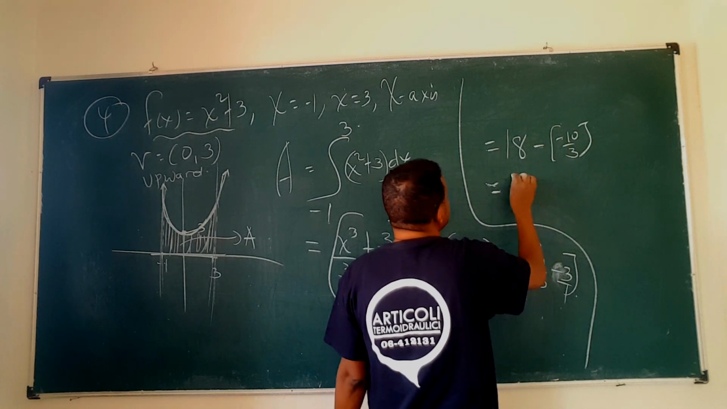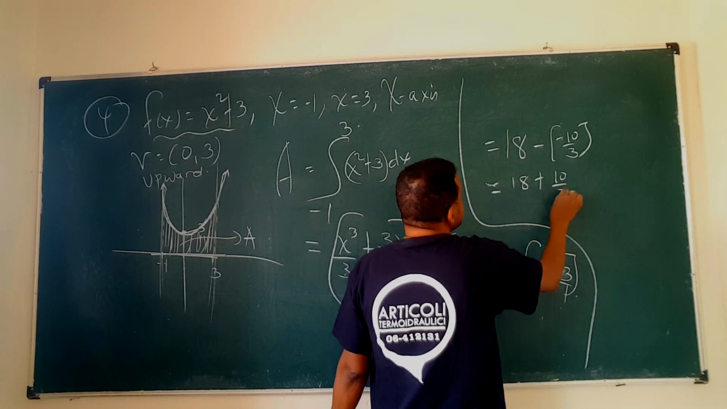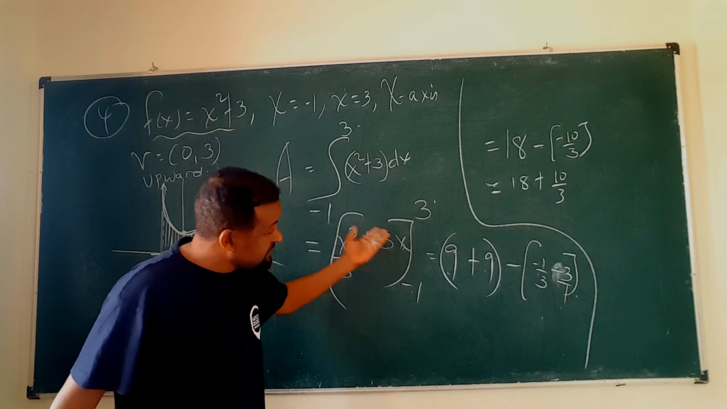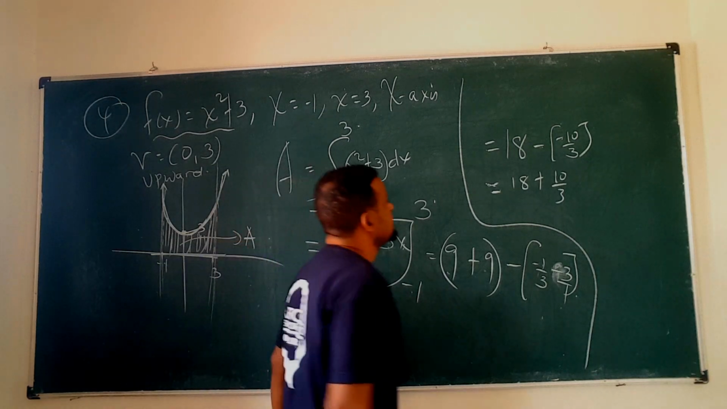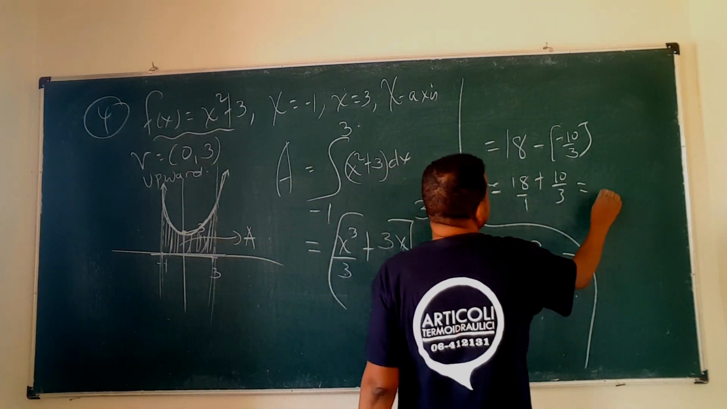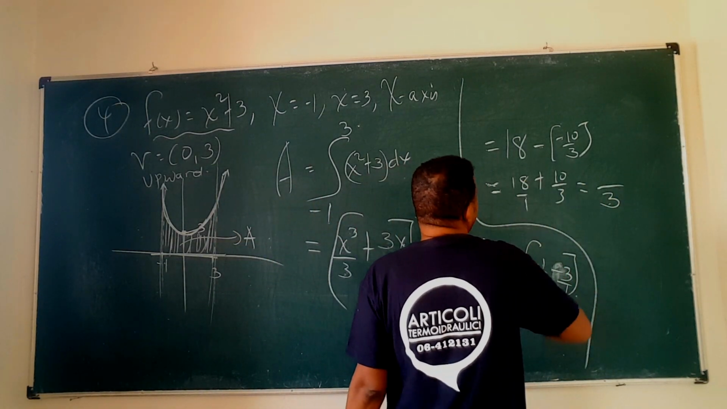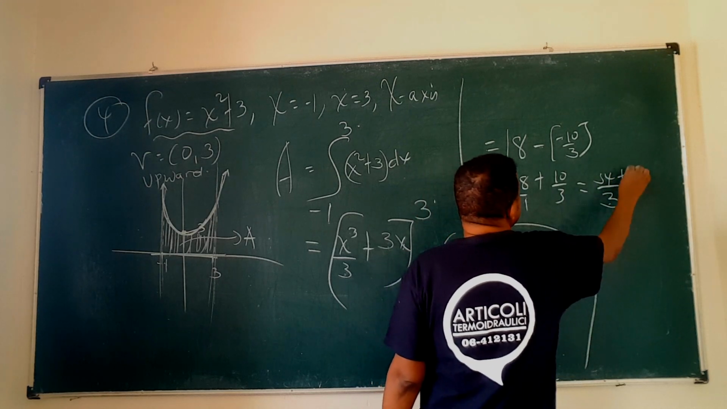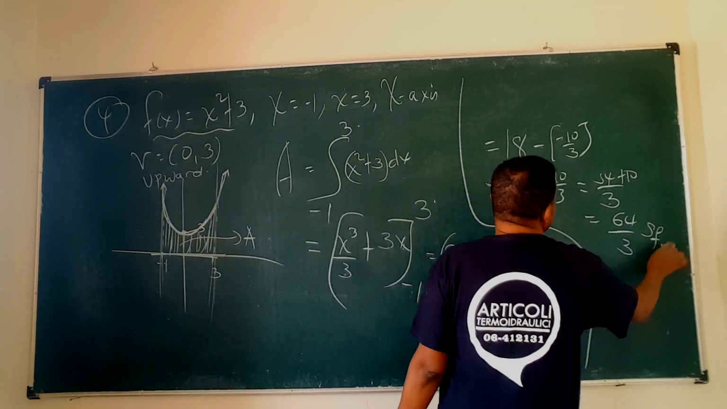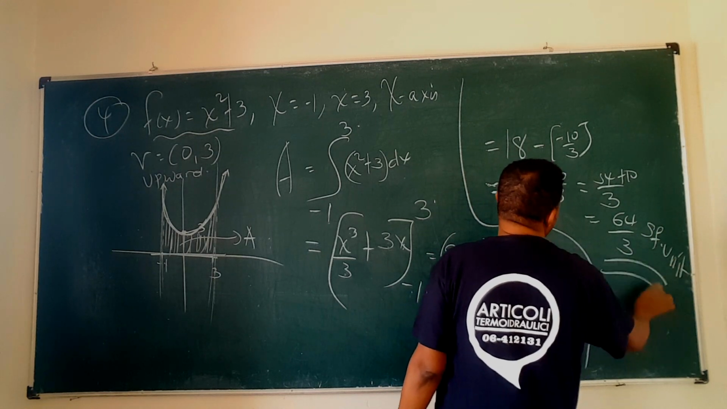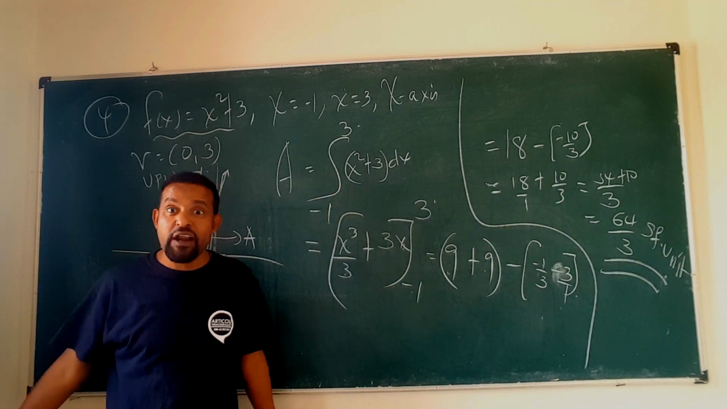Negative times negative is positive, so 18 plus 10 over 3. arithmeticun በደንብ በጥንቃቄ ስሩ እናንተ ልሳሳት ስለምችል እኔ ስደምር ስቀንስ, take care of that. So over 1 አለ that is 3, I think this is 54 plus 10, so that will be 64 over 3 square unit. So the area is 64 over 3 square unit.